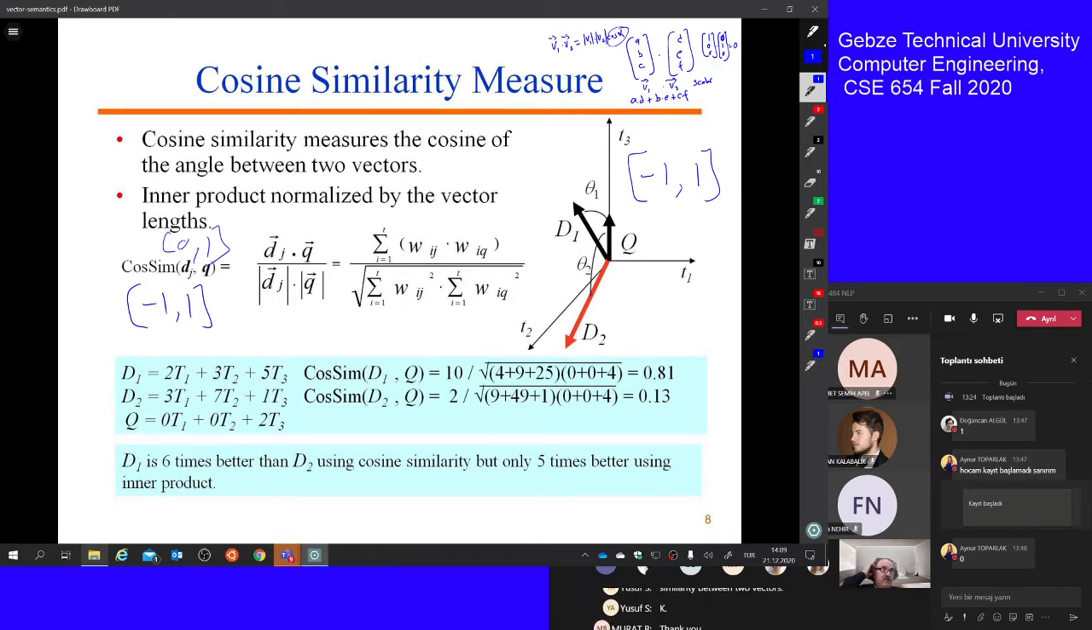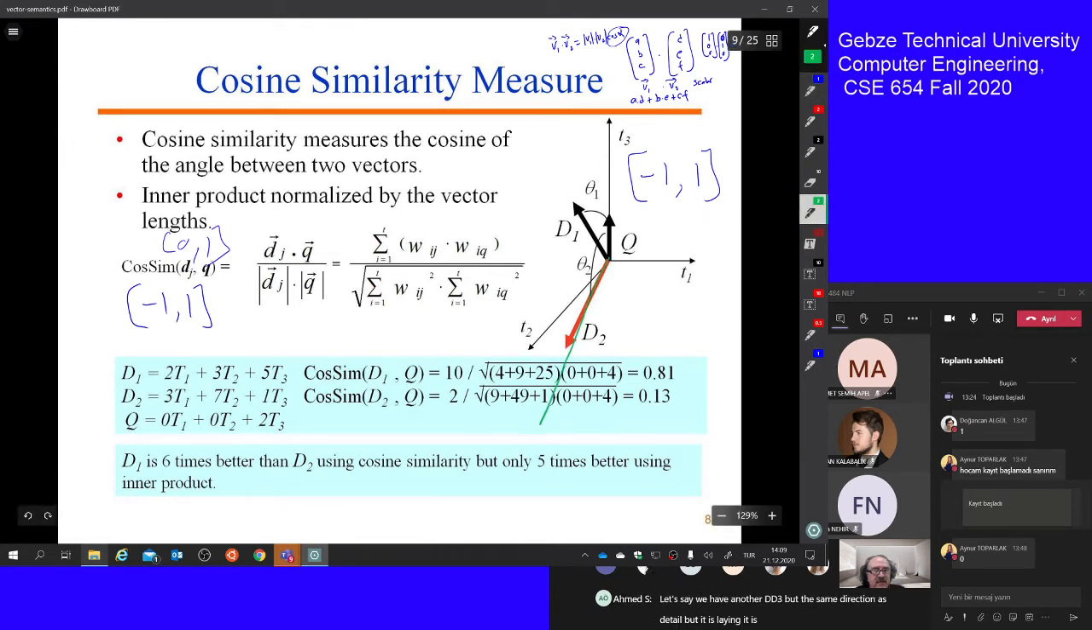Can I ask a question, sir? Sure. So, let's say we have another D3 with the same direction as D2. Yeah, you mean like that, right? Like this. Yeah. So, then there is no difference with the results of D2 and D3. Yeah, exactly. Is it something bad? No, actually, let's try to see. Okay, give me an example where this can happen in terms of documents. D2 and D3 have exactly the same direction, but their lengths are different. How could this happen?